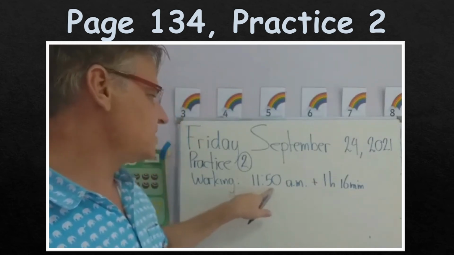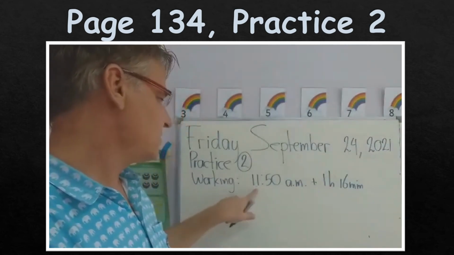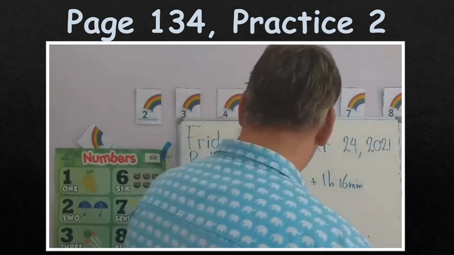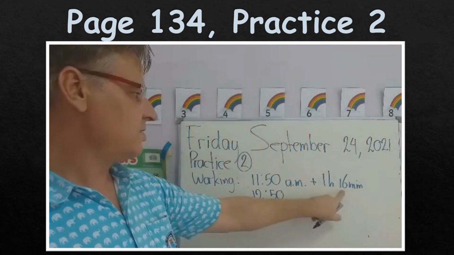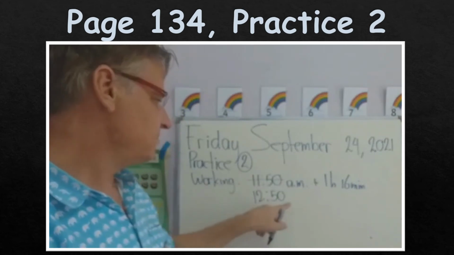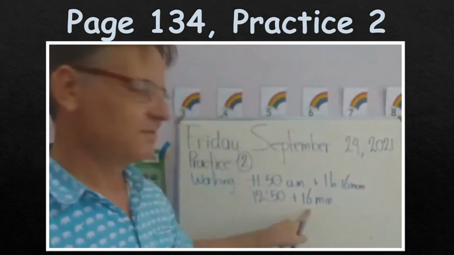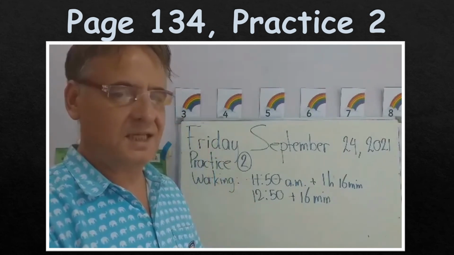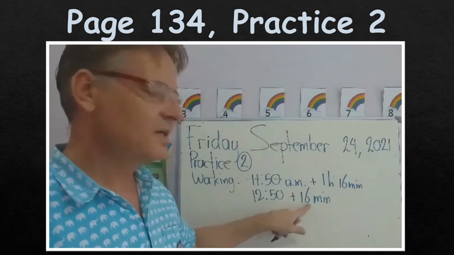If it's 10 minutes to 12, right, or 11:50, add 1 hour. What time is it then? So 1 hour later than 11:50 is? Right, 12:50. But we also need to add another 16 minutes. So 12:50 plus 16 minutes. Now, how many minutes are there in 1 hour? 60, right? So 50 plus 16 is 66.